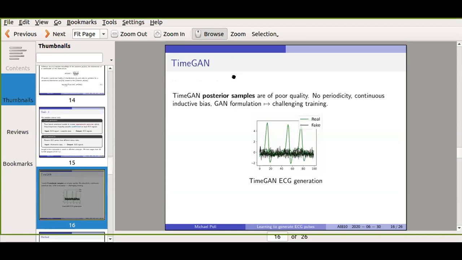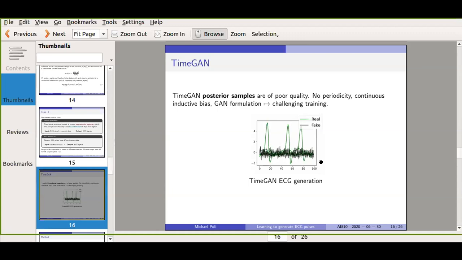So TimeGAN, not very nice. These are the posterior samples of TimeGAN. We tested it, and in the paper they don't actually provide visual samples. They just provide UMAP visualizations. UMAP is like a nonlinear PCA, a way to visualize, even for their sinusoids. So they don't provide samples, which is strange for a GAN paper. And even on the sinusoids data set that we tried, they don't perform that well.